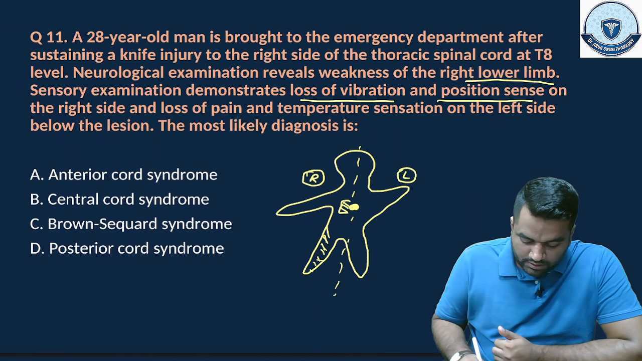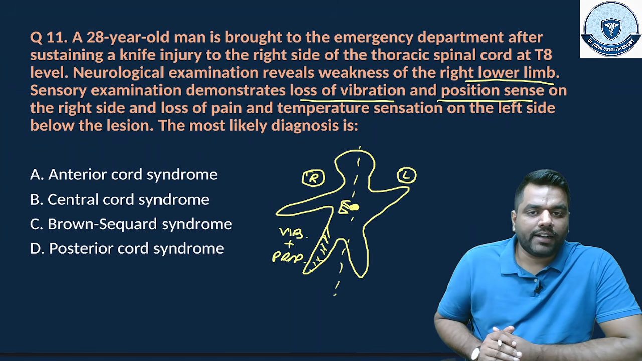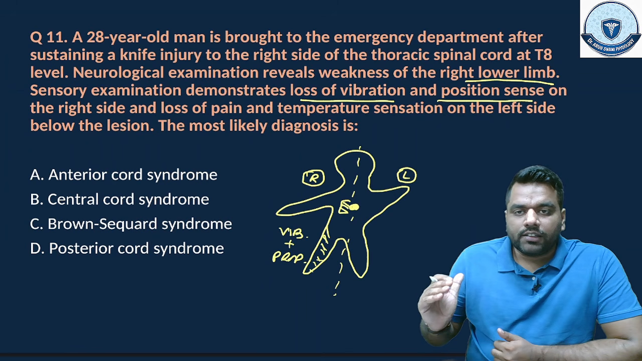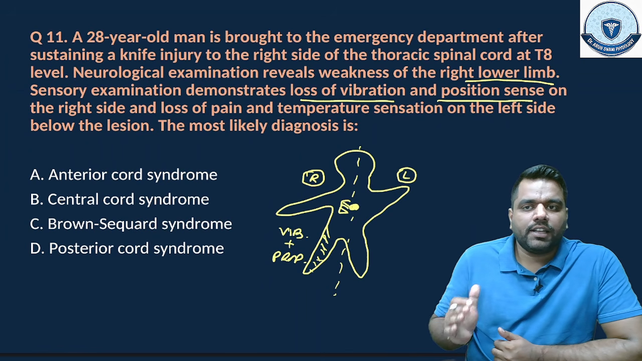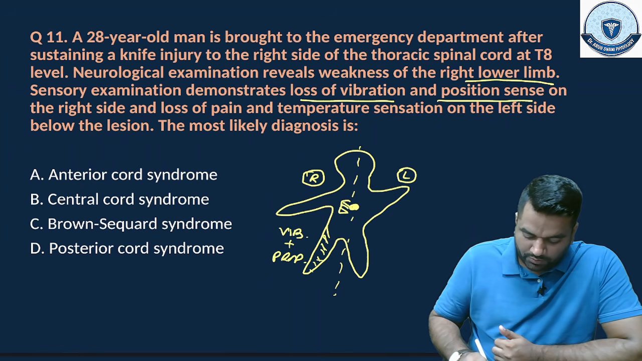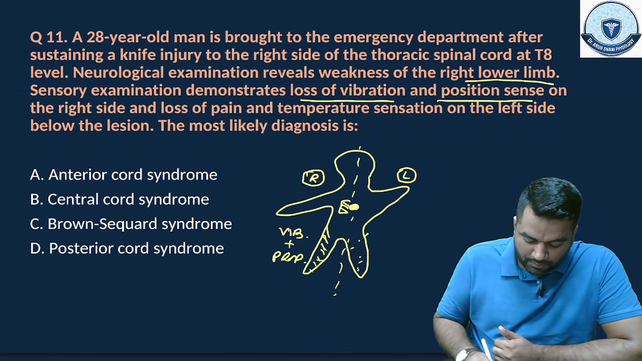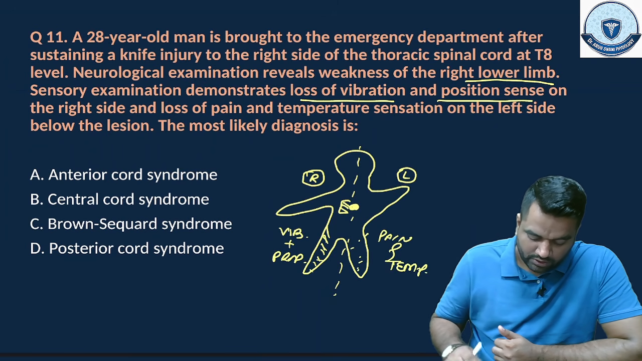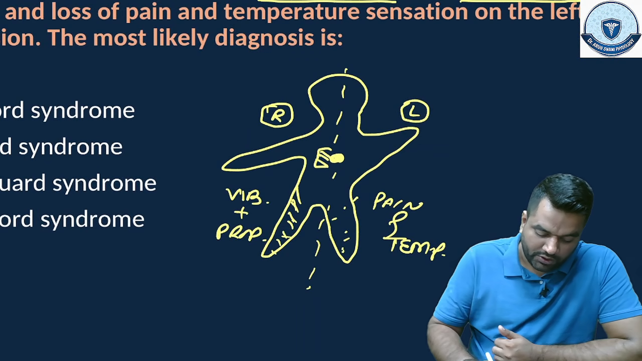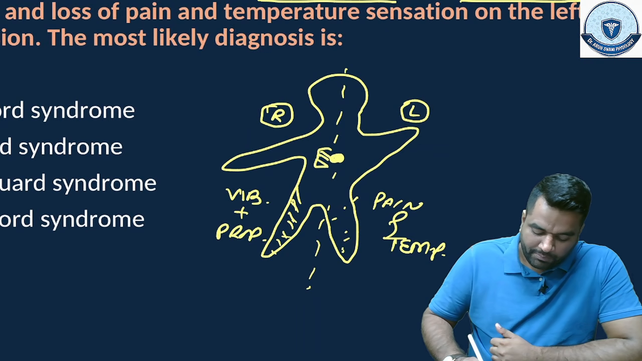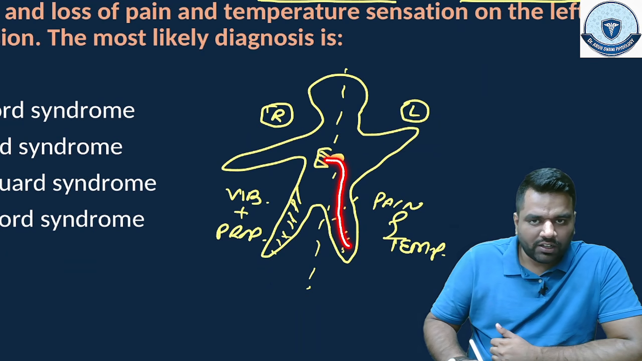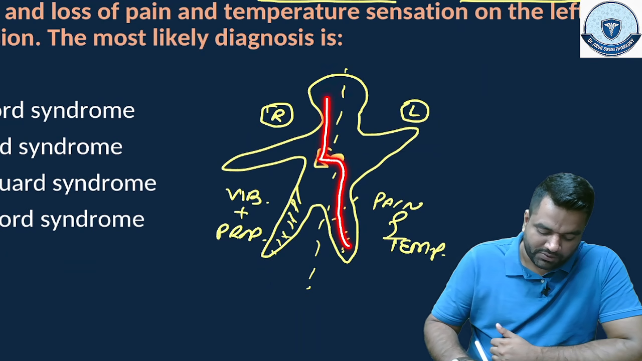So on this side, vibration plus proprioception is lost, right? And the pain and temperature sensation is lost on the left side. So for this side, pain and temperature is lost. Guys, why is this condition occurring? Because we know when the pain and temperature fibers go upward, they decussate at the level of the spinal cord and then they go upward.